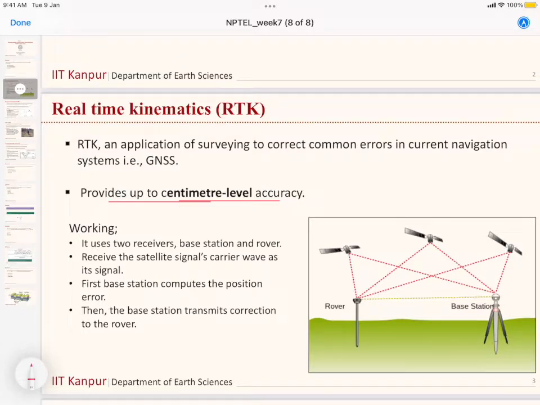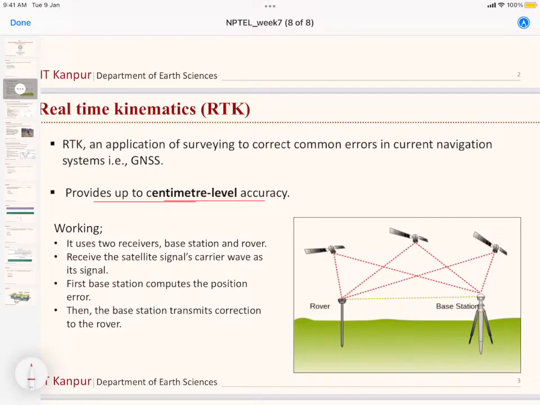Now let's understand its working. I hope it is clear why we use it and what advantage we get after using RTK. So here in this figure you can see that we have two receiver units. One is the base station and one is the rover, which is a movable receiver. So you can move it around to where you want to exactly estimate the displacement.